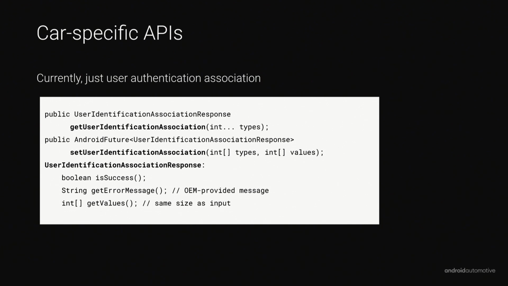Similarly, if you want to set the association, you pass an array of types and an array of values. Like if you want to set key fob, you would pass an array with key fob, and the other value array would be associate current user. So that's it for the user role and manager.